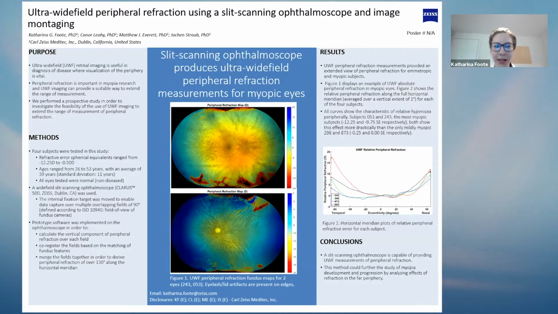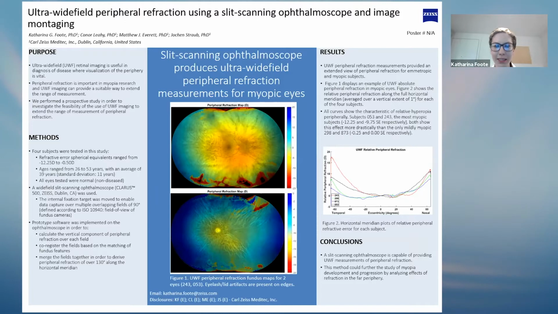4 subjects ranging from -12 to -0.5 diopter spherical equivalent refractive error were scanned on a wide-field slit scanning ophthalmoscope. The internal fixation target was moved to enable data capture over multiple overlapping 90-degree fields. Prototype software was used to calculate the vertical component of peripheral refraction over each field, co-register the fields based on matching fundus features, and then merge them together in order to derive peripheral refraction over 130 degrees along the horizontal meridian. Ultra-wide field peripheral refraction measurements provided an extended view of peripheral refraction for emmetropic and myopic subjects.